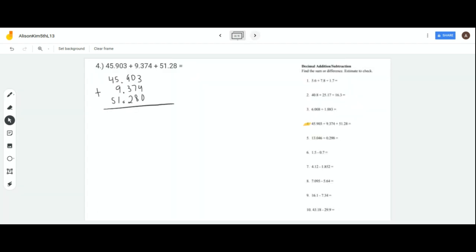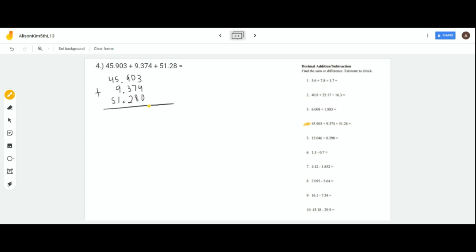Now we're going to do decimal addition and subtraction. We're going to do number 4 together. Number 4 gave us 45.903 plus 9.374 plus 51.28, okay? So we just need to put it in this form, and make sure that the decimals are all lined up and all the numbers are in the same places too. Now knowing that, we're going to add.